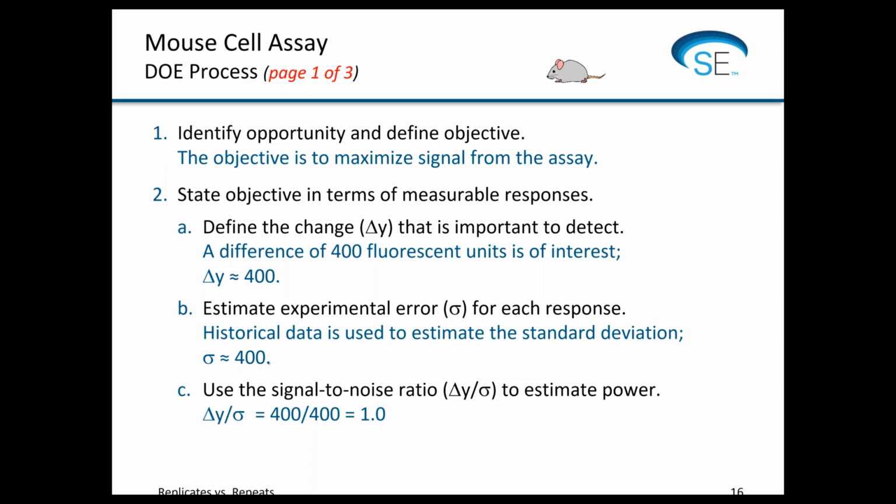Then we have to have an estimate of what the error is. Well, we've measured fluorescence on these cells before. We know from running other DOEs, the sigma we get is about 400. Okay, so in this case, we're looking for a signal that's about the same size as the noise that's present. So that's going to be of intermediate hardness to detect. A delta, you know, the golf ball and the grass are about the same height.